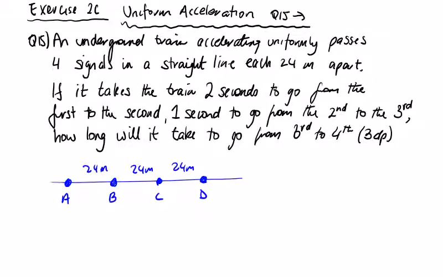It takes 2 seconds to go from the first to the second, so time equals 2. 1 second to go from the second to the third, time equals 1. How long will it take to go from the third to the fourth? We don't know this time here, and we're looking for 3 decimal places in this case.